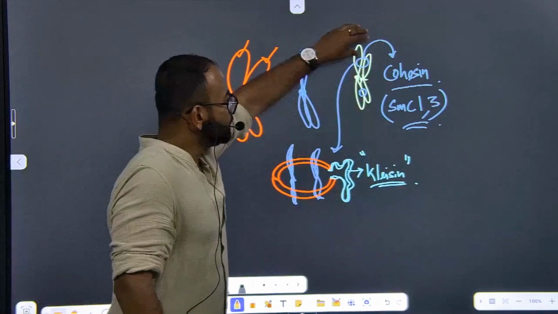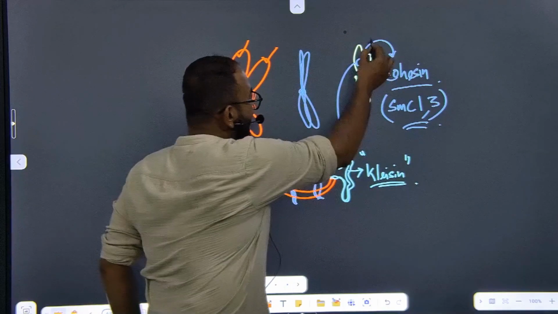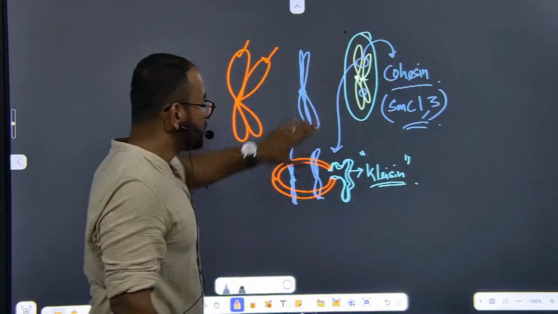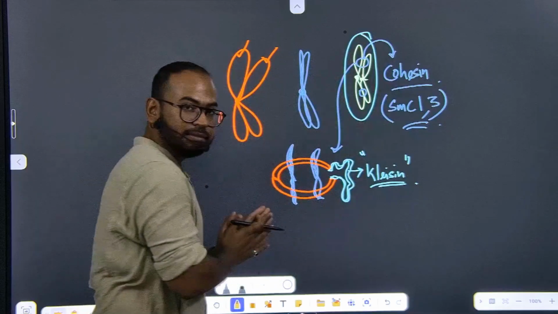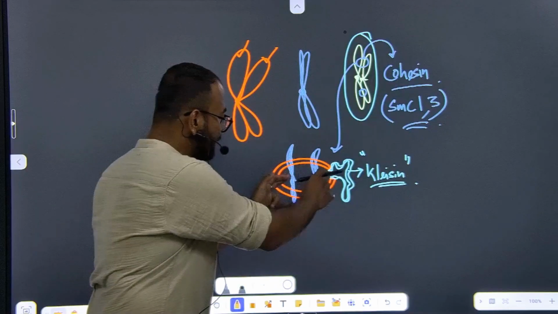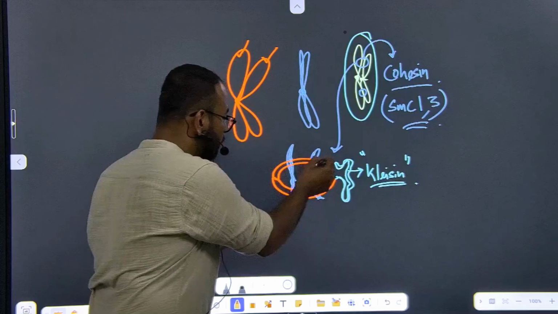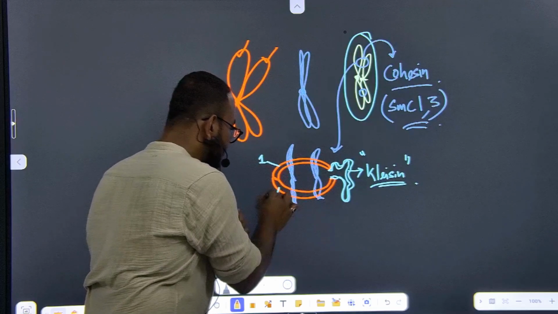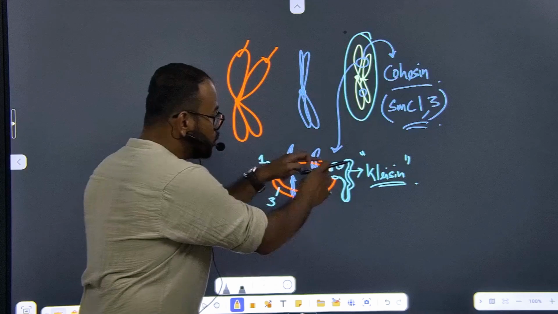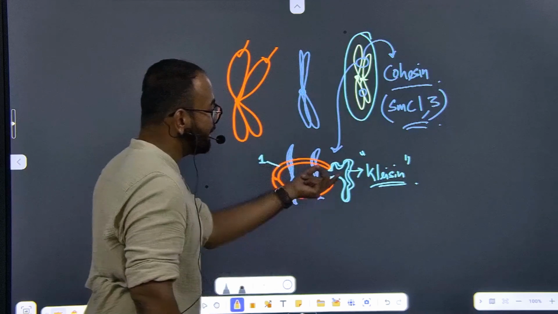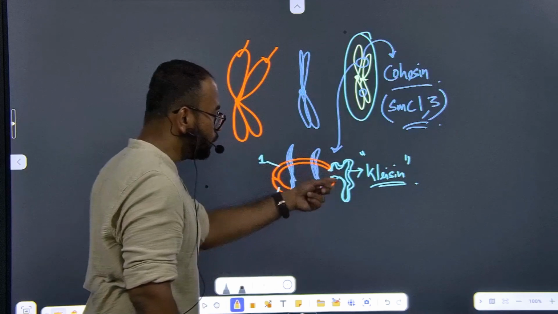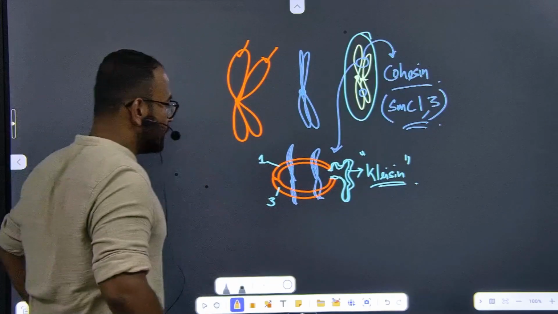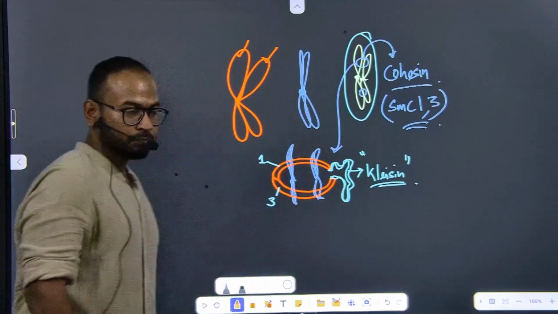So this entire phenomenon takes place by means of this. These are two chromatids, and these two chromatids are attached by means of cohesin, which is a combination of SMC1 and SMC3, and these two cohesins are attached with each other by means of a regulatory protein called claisin. This is the overall structure.